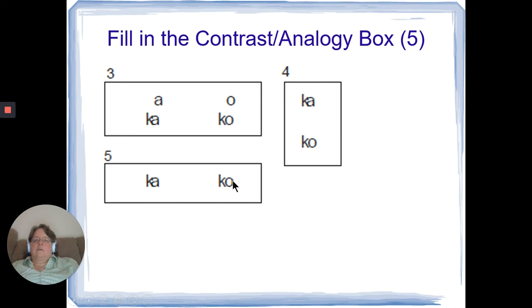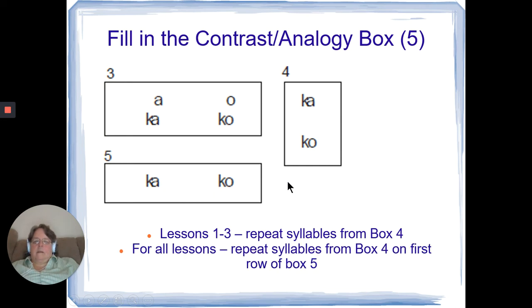And then we get to our box 5, which is a contrast and analogy box. In lessons 1 to 3, it's very simple again. We're just going to basically repeat the bottom row of box 3 here in box 5. So for all of our lessons, the first row of box 5 is always going to be the same row as box 3.